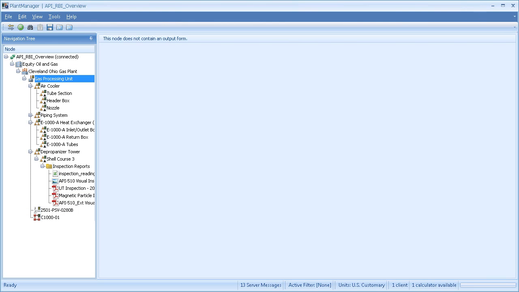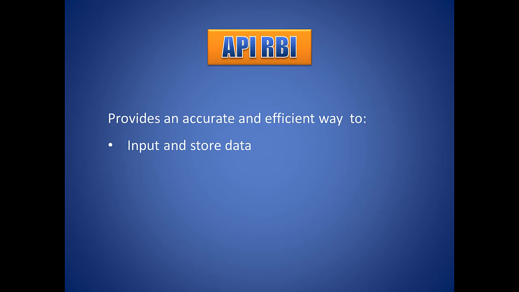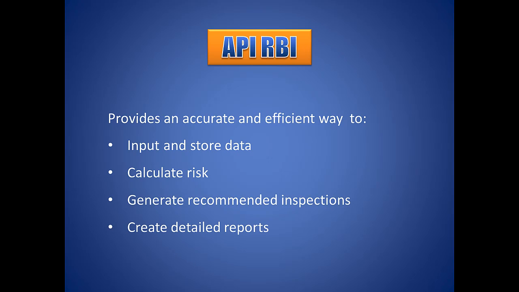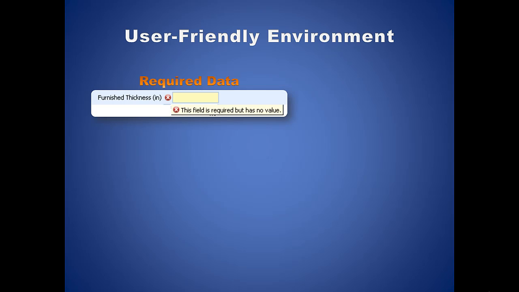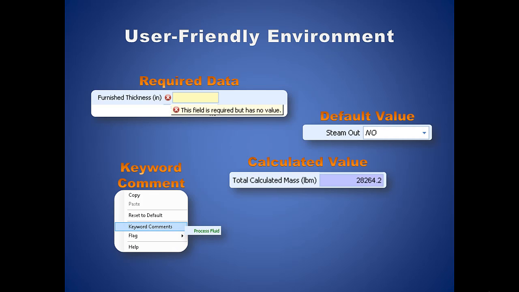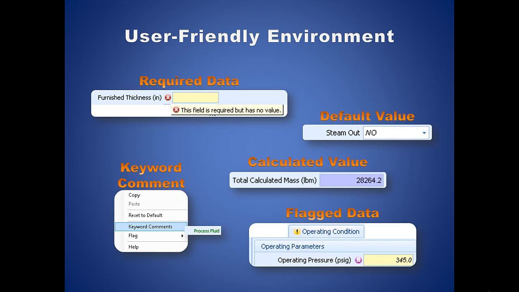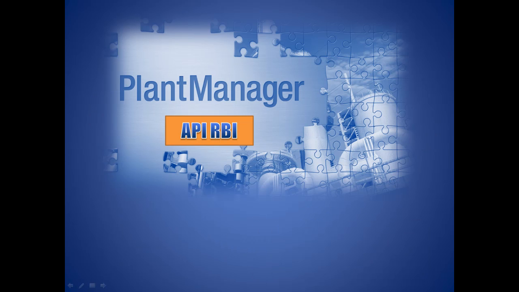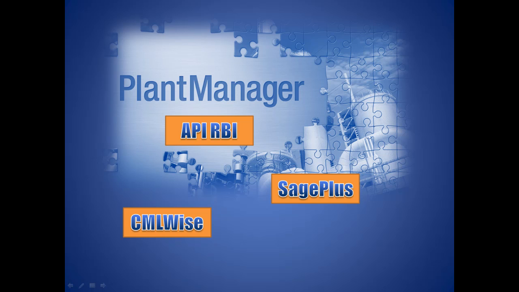The API RBI software in Plant Manager provides an accurate, efficient way to input and store data, calculate risk, generate a list of recommended inspections, and create detailed reports for all your fixed equipment. The flexible, user-friendly environment gives many visual clues to guide both seasoned experts and new users through the RBI process. The Plant Manager platform allows seamless integration with other E2G products such as CMLWise for condition monitoring locations and Sage Plus used in fitness for service and other advanced analyses.